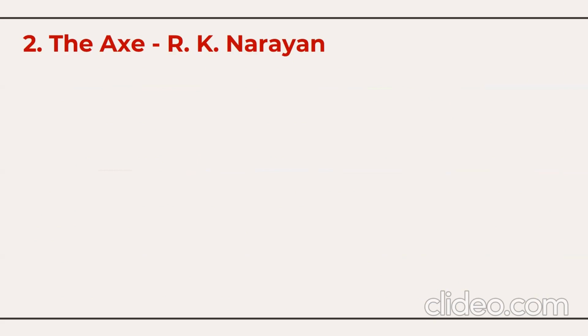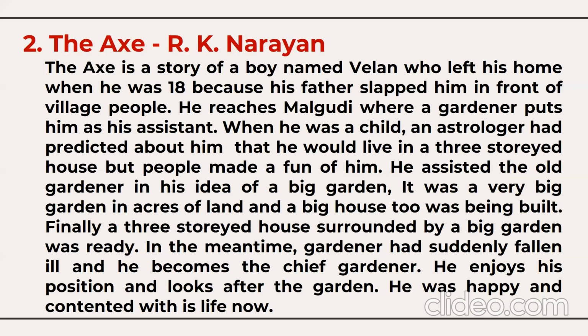Now, the next story you have here, The Ex. It's a very famous story by R.K. Narayan. The Ex is a story of a boy named Velen who left his home when he was 18 years old because his father slapped him in front of the village people because he came home very late. He reaches Malgudi, where a gardener takes him on as his assistant.